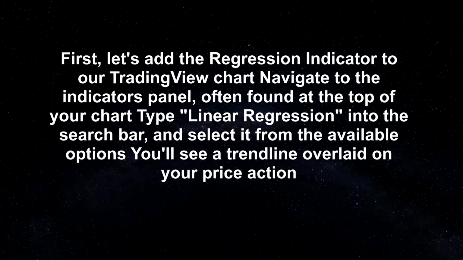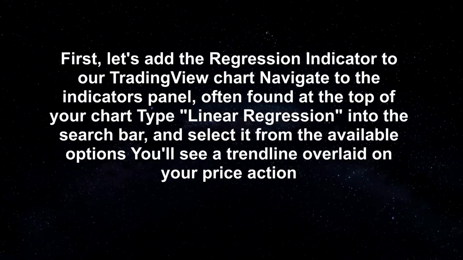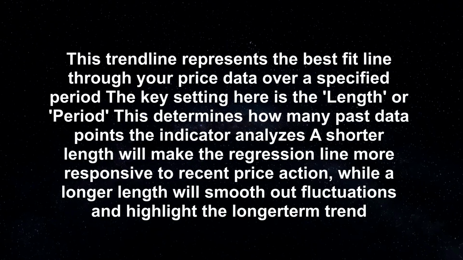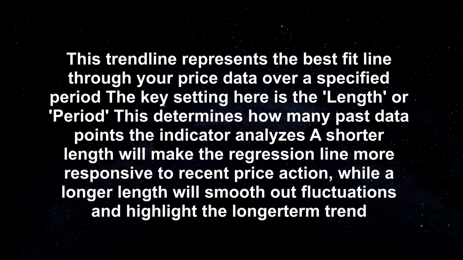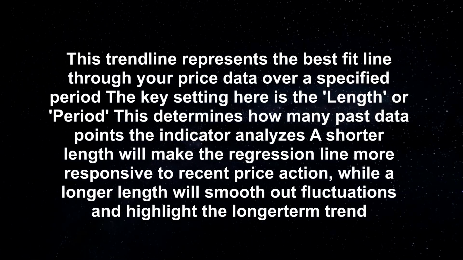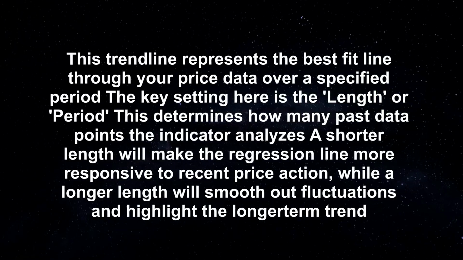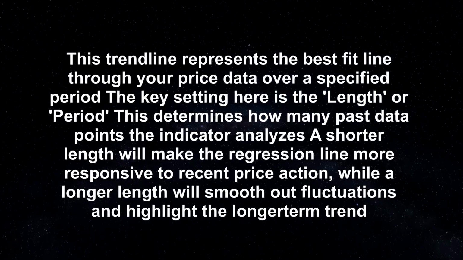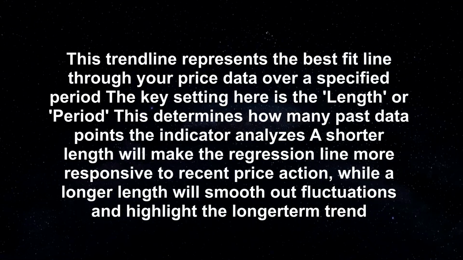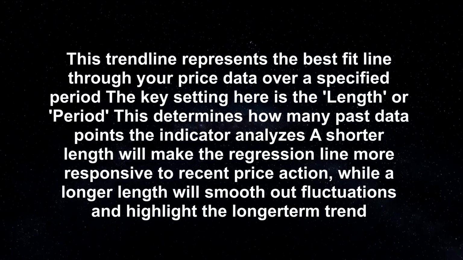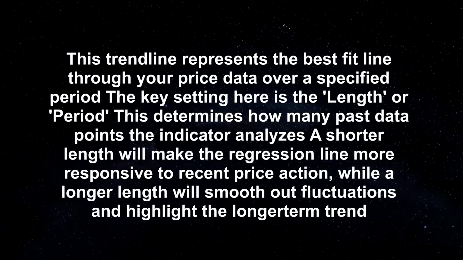You'll see a trendline overlaid on your price action. This trendline represents the best fit line through your price data over a specified period. The key setting here is the length or period. This determines how many past data points the indicator analyzes. A shorter length will make the regression line more responsive to recent price action, while a longer length will smooth out fluctuations and highlight the longer-term trend.